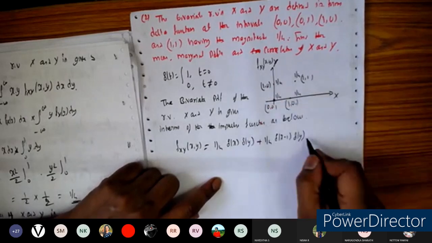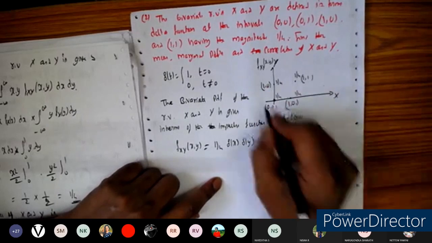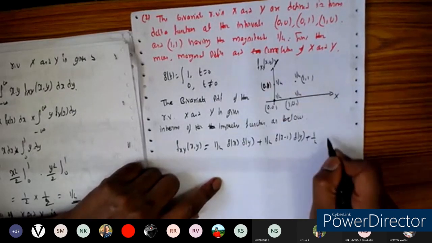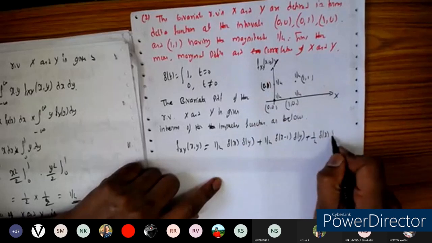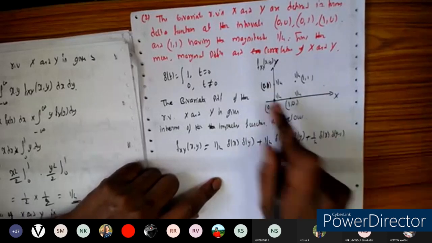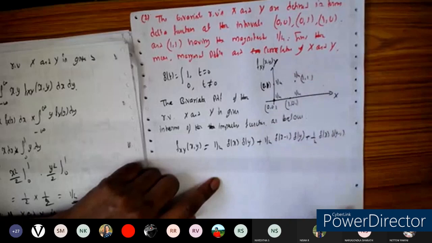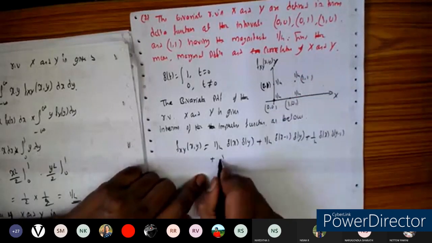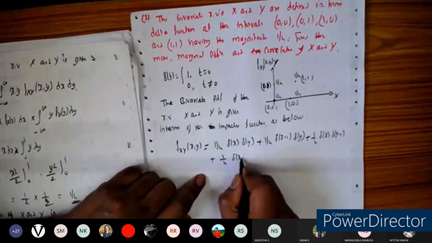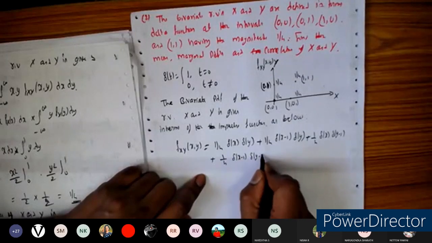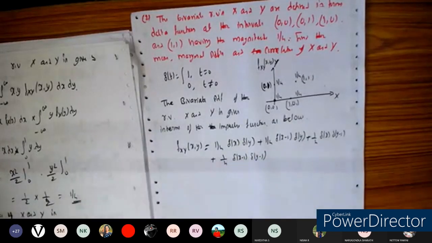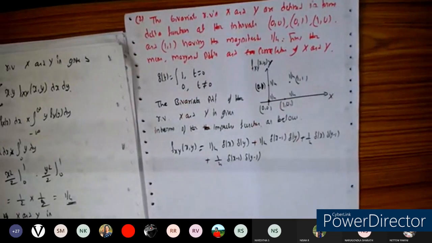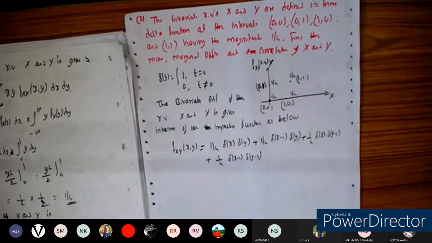Similarly, at this location, this is at y equal to 1. Sorry, let me make it (0, 1). So it is 1/4 into delta of x into delta of y minus 1. And this is at x equal to 1, y equal to 1, so the term is delta of x minus 1 into delta of y minus 1. So this is how the PDF has been defined for the bivariate random variables x and y for the given amplitudes.